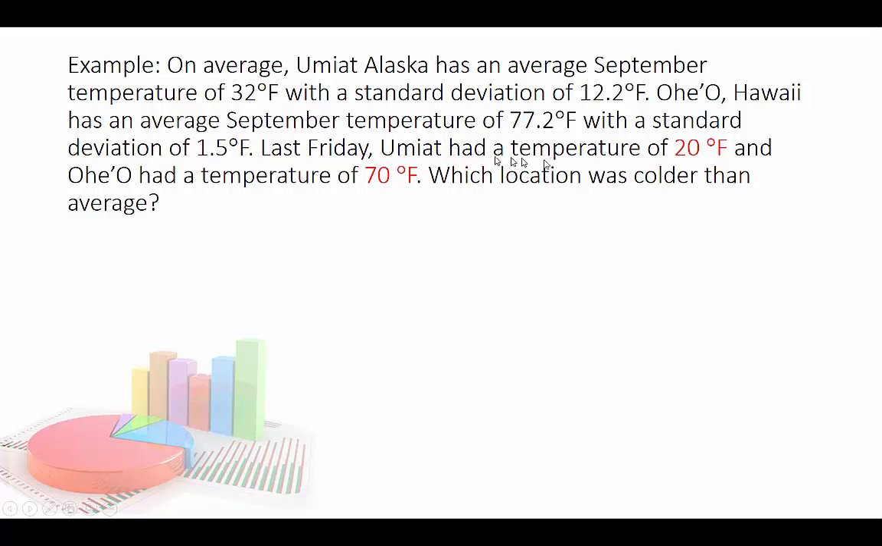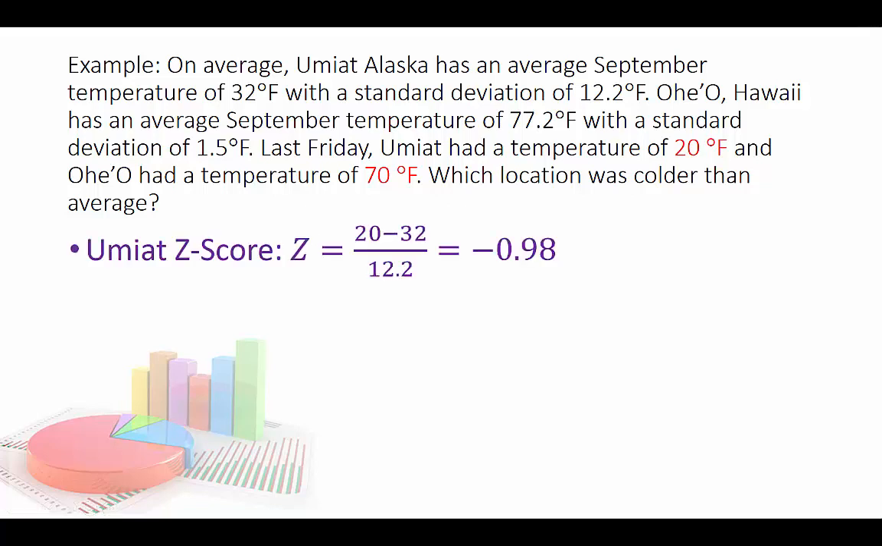Last Friday, Umiat had a temperature of 20 degrees Fahrenheit and Ohio had a temperature of 70. Which location was colder than average? Let's go ahead and calculate their z-scores. Umiat has a z-score of negative 0.98. How did we get that? 20, the day we were looking at, minus the average, 32, divided by 12.2.